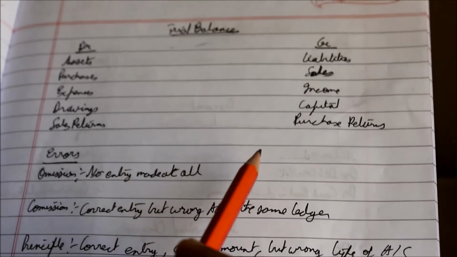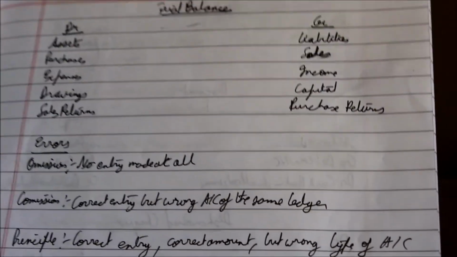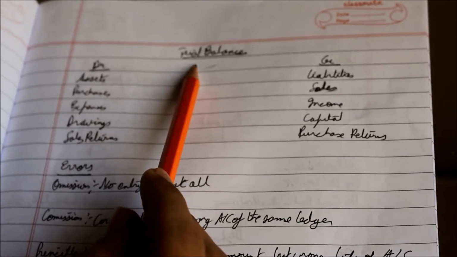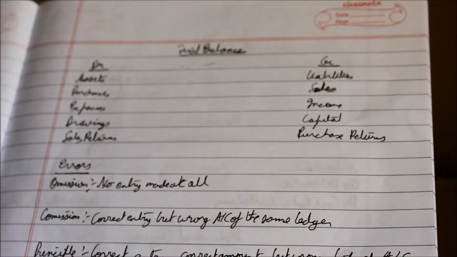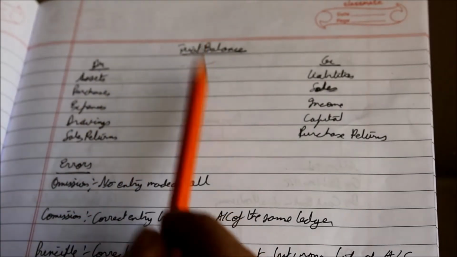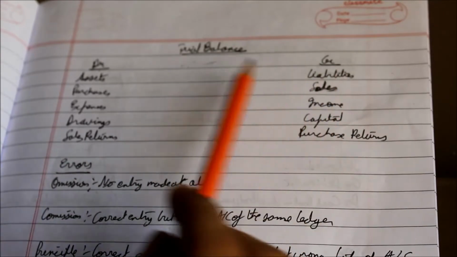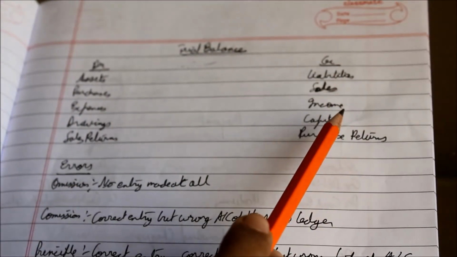In the trial balance, there are two sides, a debit side and a credit side. This is the fixed rule for the trial balance, that all these list of items are on the debit side and all these list of items are on the credit side.